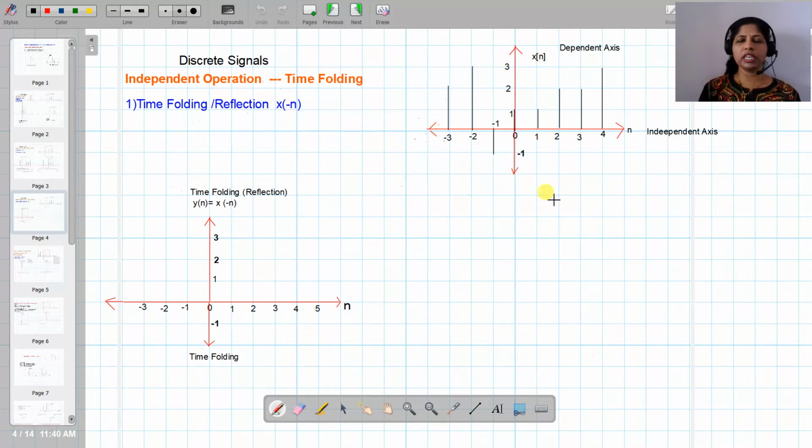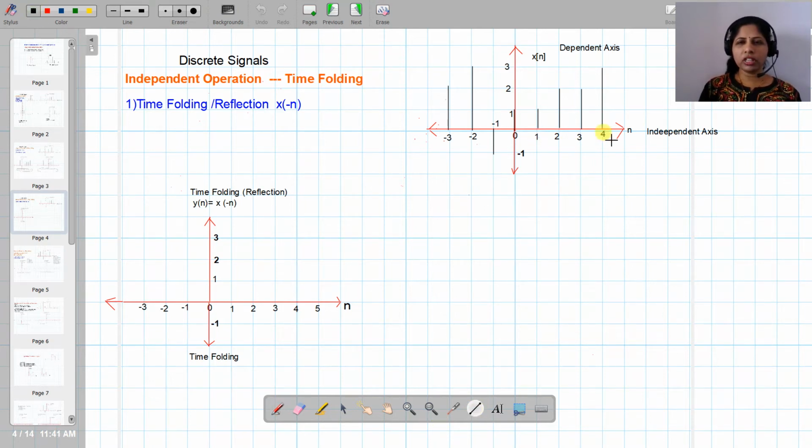Indirectly we have to fold this signal, meaning positive samples come on the negative side and negative samples come on the positive side. This operation is called a folding operation, because we are swapping the samples. Positive samples come on the negative side, negative samples come on the positive side, because of x of minus n. So now we will draw the signal x of n as a time folding operation, x of minus n.